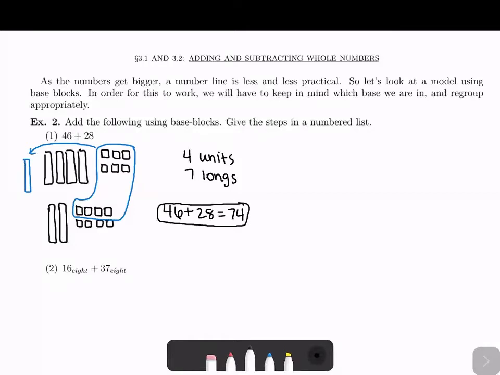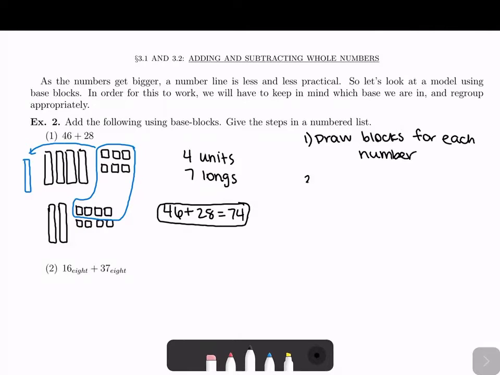Okay, so our directions say to add the base blocks and then give the steps in a numbered list. So periodically throughout this course, we're going to give steps of how to do things, just so you can think through the process of, okay, what did I do? How would I tell students the steps of what to do? So the first thing that we did was draw the blocks for each number. Right, we drew the 4 longs and the 6 units and the 2 longs and the 8 units.